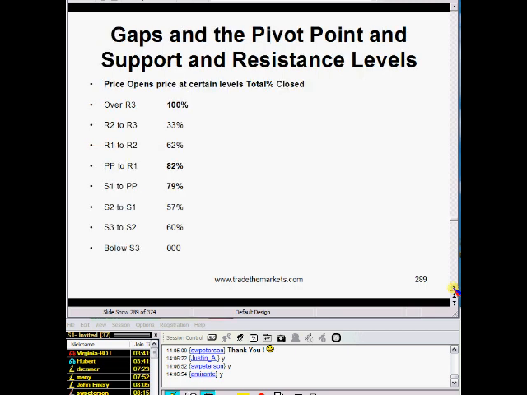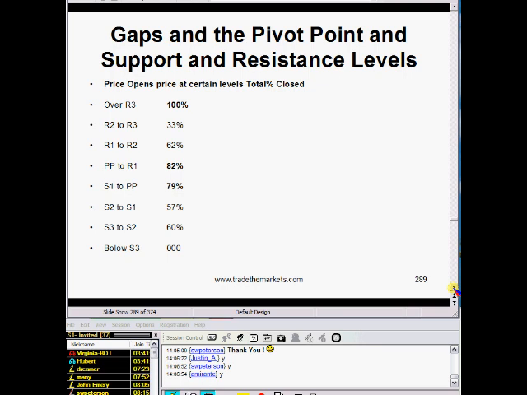All right. Gaps and pivots, support and resistance levels. Now, John's going to go over moving averages and then pivots as soon as I get done, so this will come in handy right here. Price opens at certain levels, total percent closed. Let's say you get a gap up and it's above R3, okay? We've got an indicator that works with TradeStation that actually calculates where the pivot is, where R1 is, where R3 is, where S1 is, where S2 is, and where S3 are, okay?